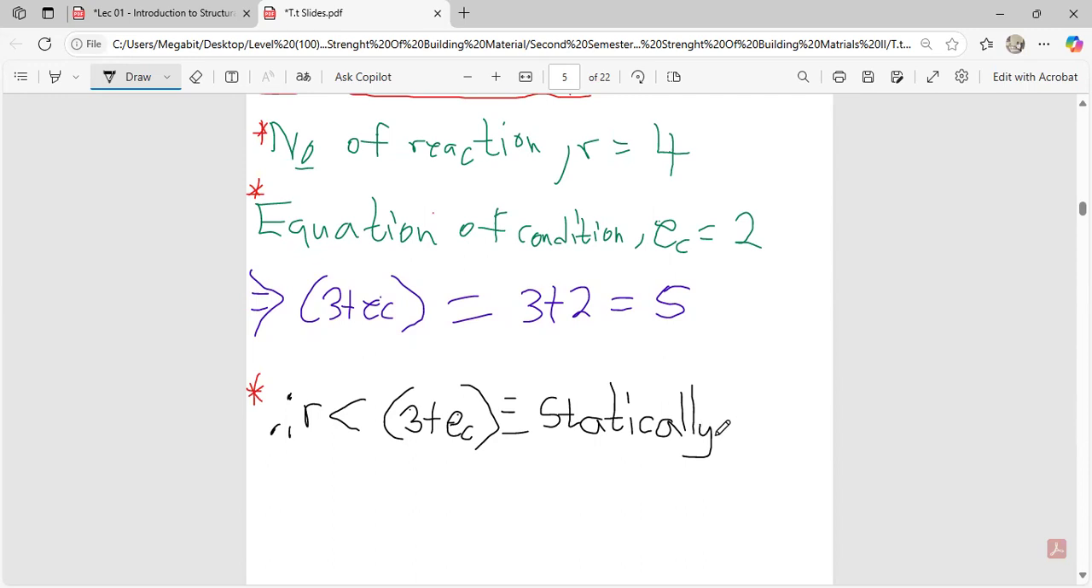Okay. So this is what? Statically unstable. Statically unstable.